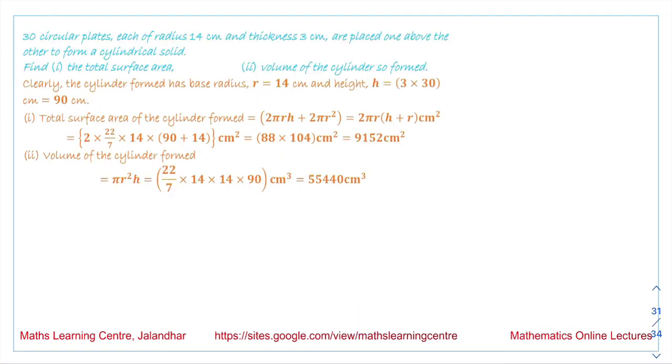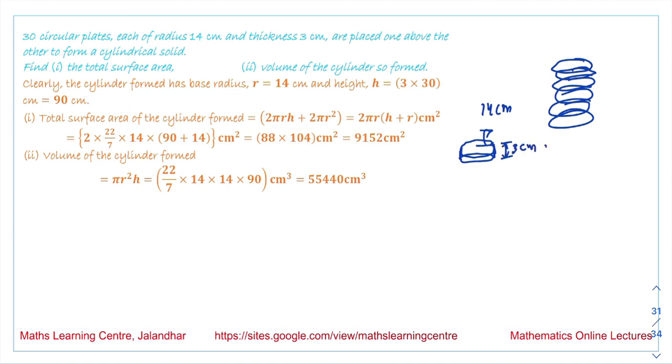Next we have: 30 circular plates, each of radius 14 centimeter and thickness 3 centimeter, are placed one above the other to form a cylindrical solid. So we are saying there are 30 circular plates like this that are placed on one another. If we are talking about one plate, it is in the form of a cylinder over here. The radius of this is 14 centimeter and thickness over here is 3 centimeter. And these plates are placed on one another. So find the total surface area and volume of the cylinder so formed.